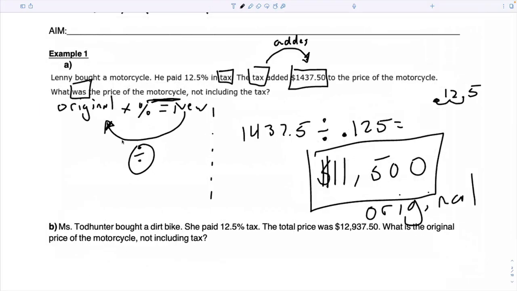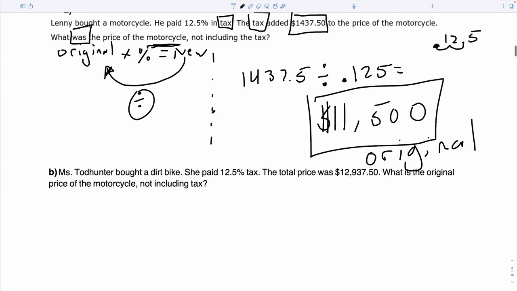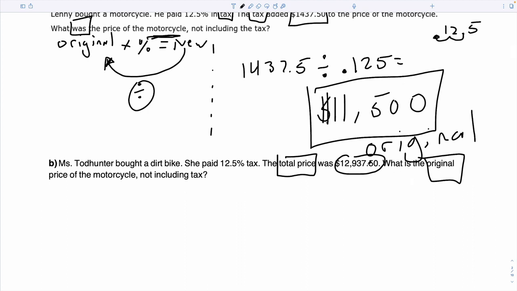B is a problem that you have done before. It says Miss Todd Hunter bought a dirt bike. She pays 12.5% tax. The total price was $12,937.5. Box total price. What is the original? This time, the price they give you is not the tax. The price they give you is the new price. So I'm going to take 12,937.5 and I'm going to divide it by something. Be really careful.